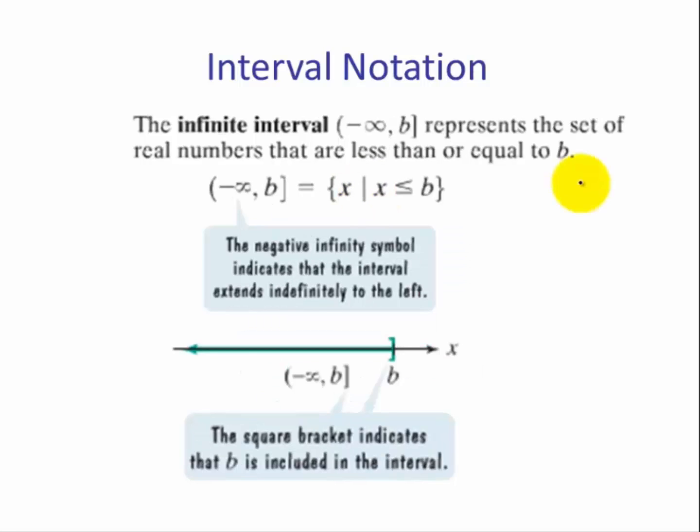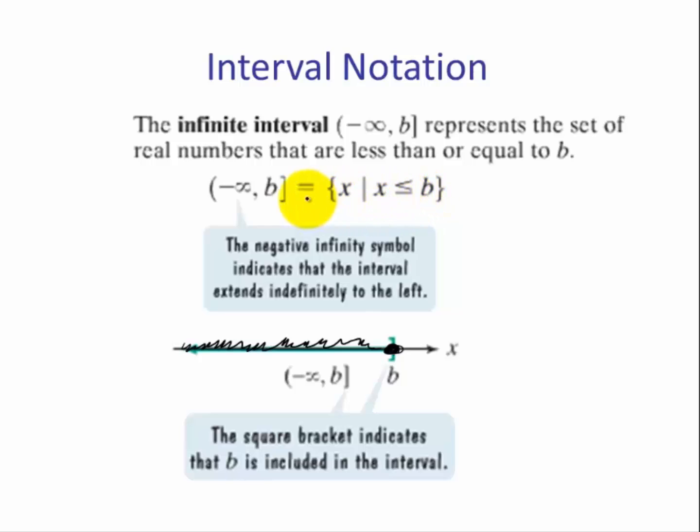If we look at it from the other end, now we're talking about all values from negative infinity up to some value B. This time it can equal B, so that would be a solid circle here. And if we did inequalities, we would say this range of numbers are less than or equal to B.